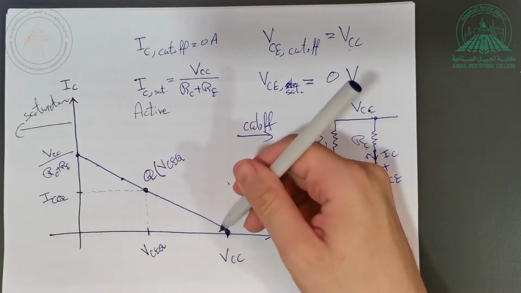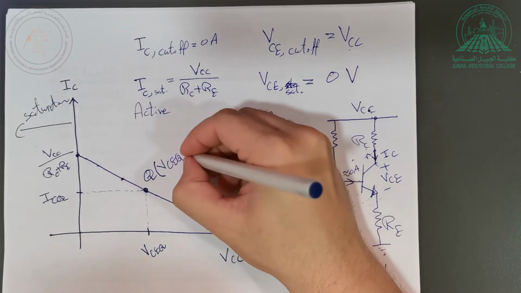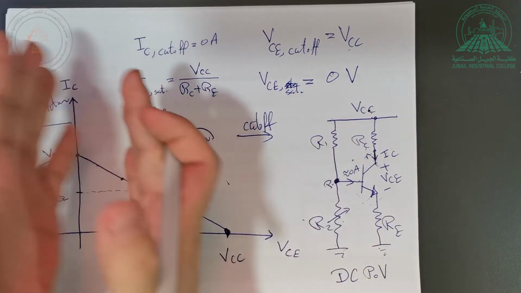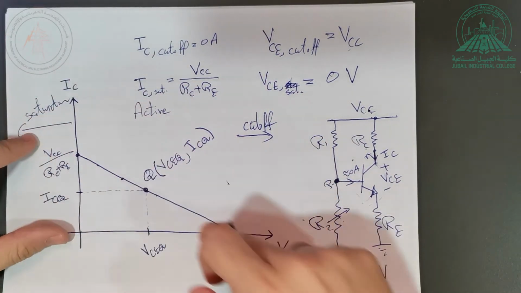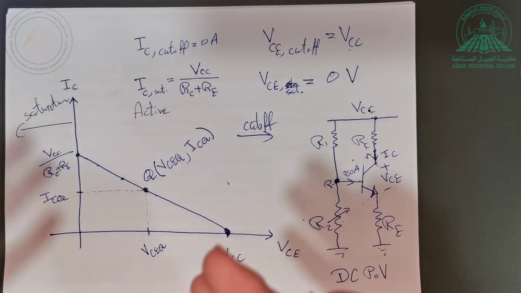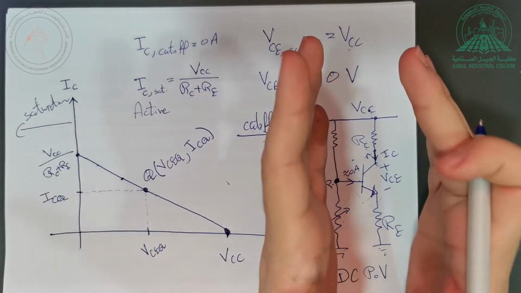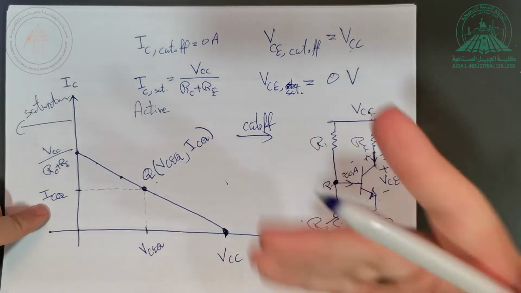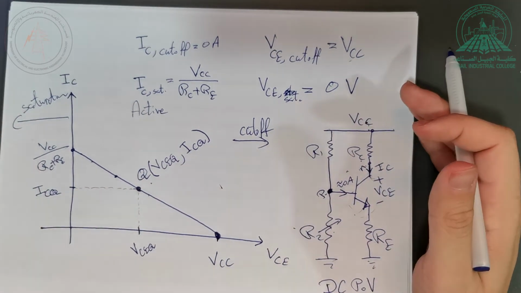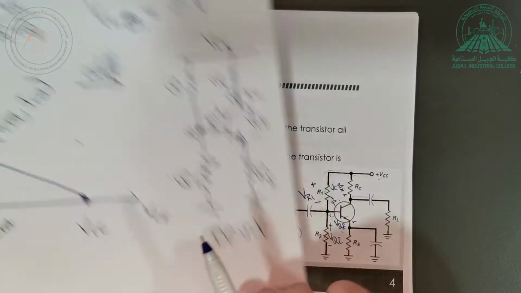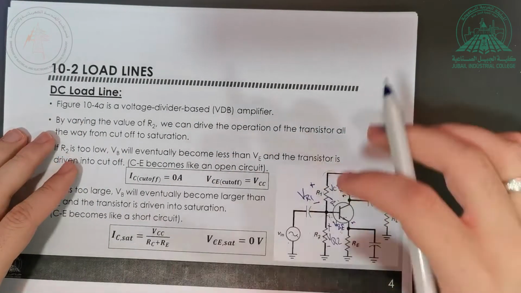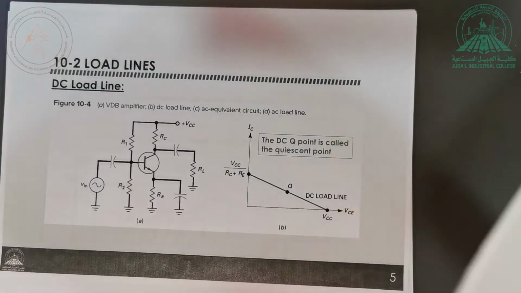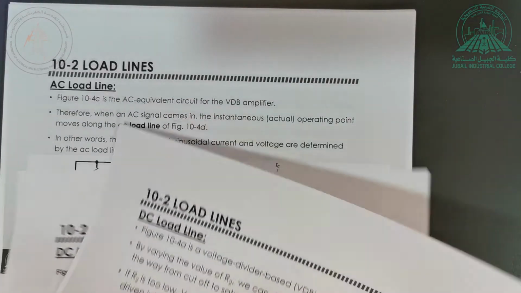Remember, I can have different scenarios. Let me put the current here, ICQ. I can work anywhere along this line. But the one that you decided to work at, the one that you are biasing and operating the circuit at, this is called your Q point. So Q point means the actual point that you are working the transistor at. So let's keep this to the side for a moment. Again, this is how you obtain the DC load line, like it's shown here. So we already did that.